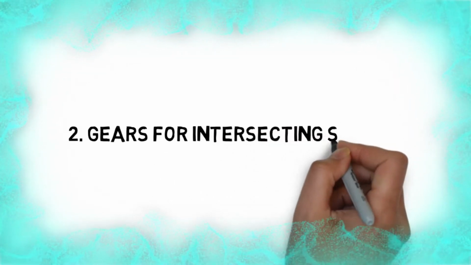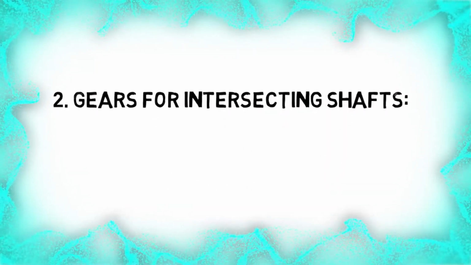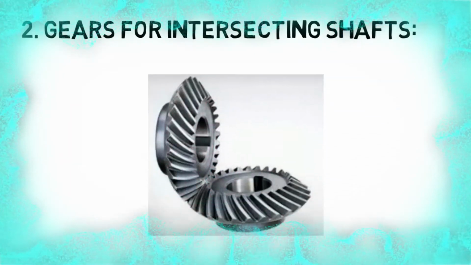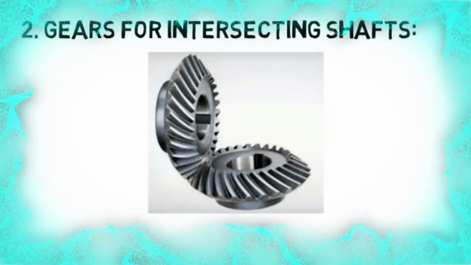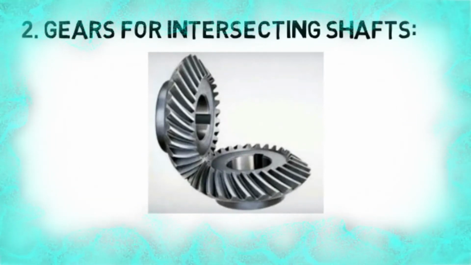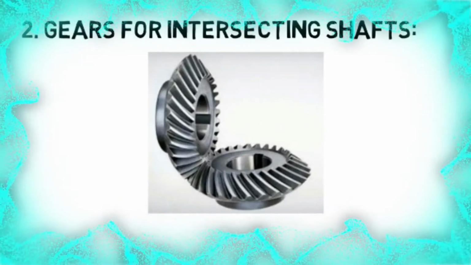Number 2. Gears for intersecting shafts. The motion between two intersecting shafts is equivalent to the rolling of two cones. The gears used for intersecting shafts are called bevel gears. Gears under this category are the following.